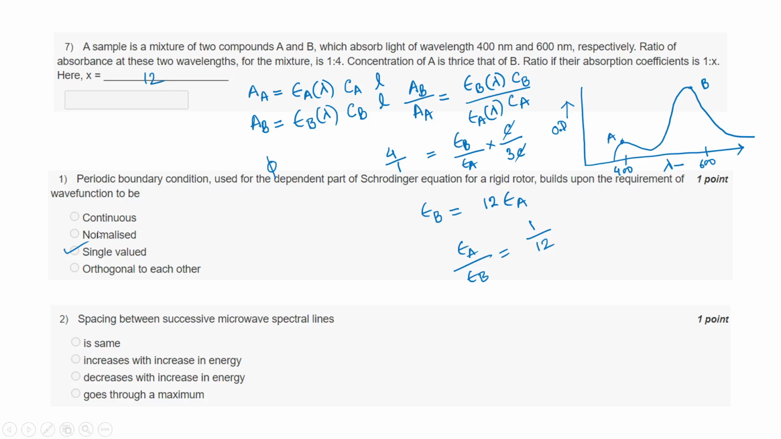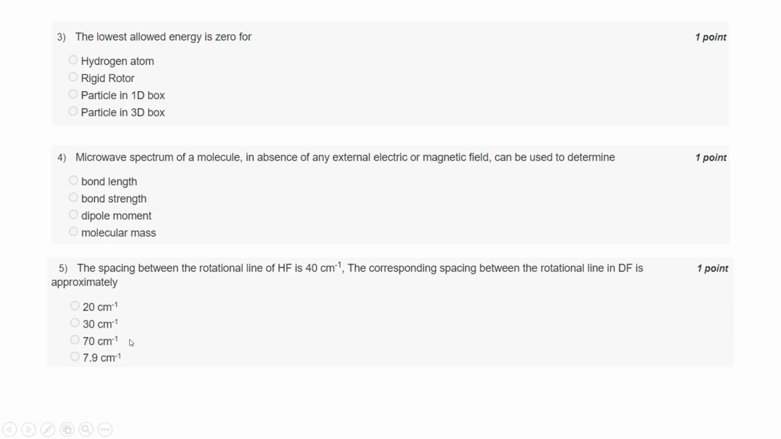Now second, the spacing between the successive microwave spectral lines is the same, that is 2B, right? Yes. The lowest allowed energy is 0 for a rigid rotor.